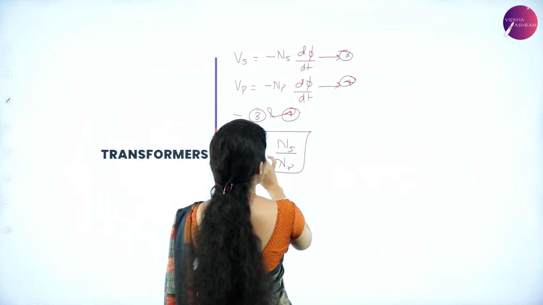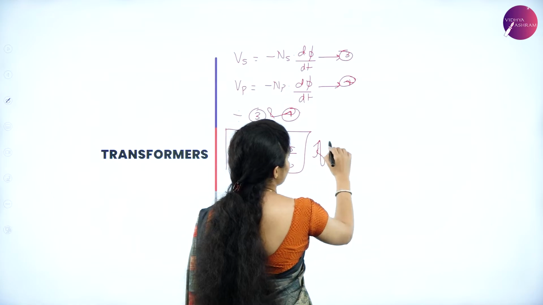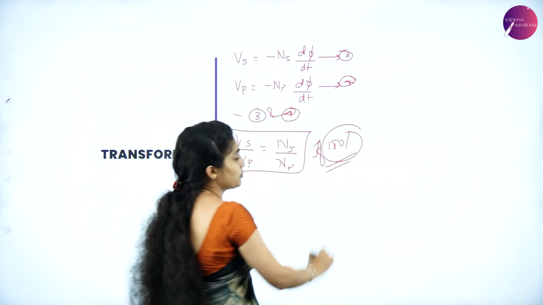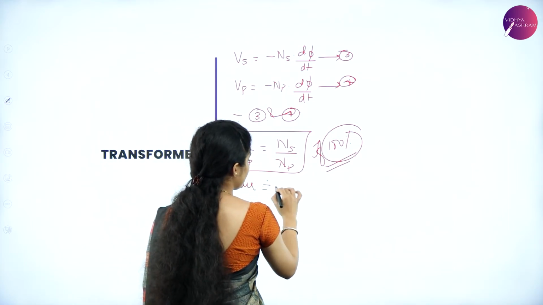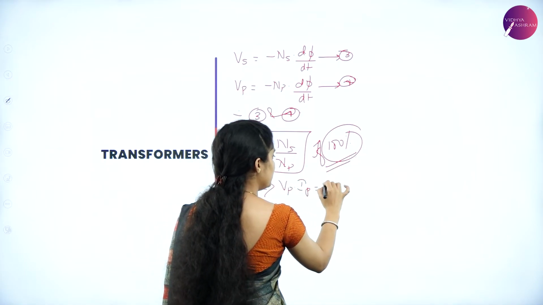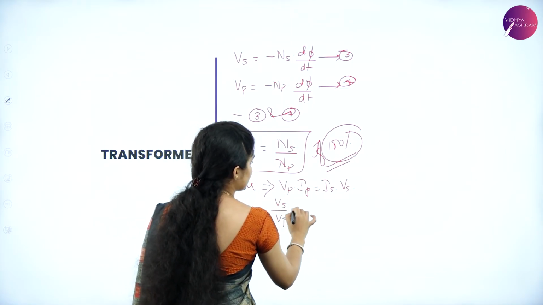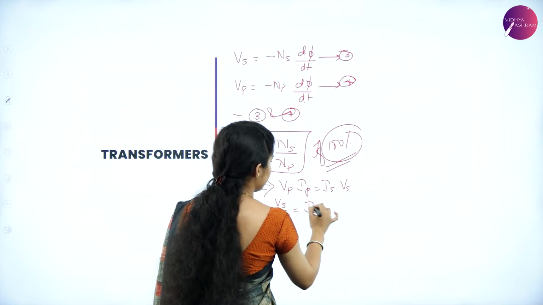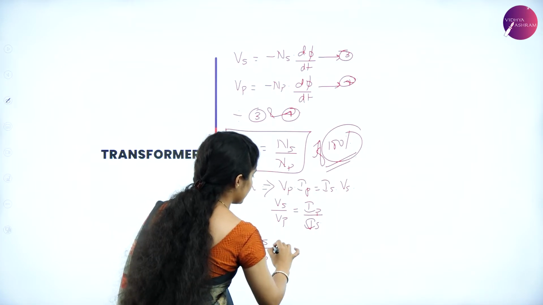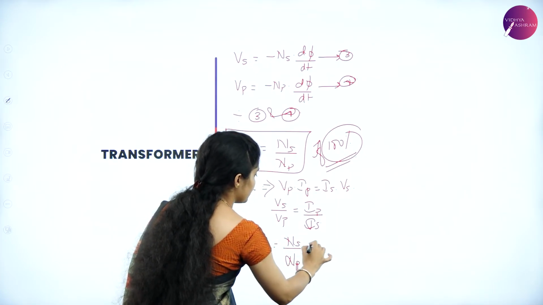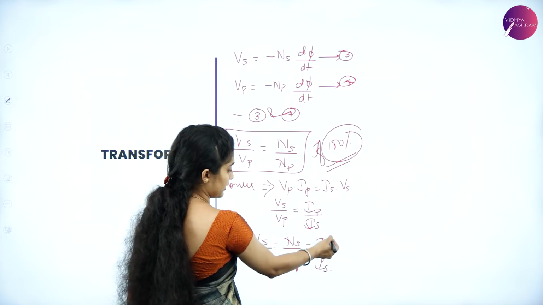Now, if the transformer is 100% efficient, then power is V into I, so the input power equals the output power. On equating, Vs by Vp is equal to Ip by Is, the inverse. Therefore Vs by Vp is equal to Ns by Np, which is equal to Ip by Is. So voltage is directly proportional to the number of turns, whereas current is inversely proportional.